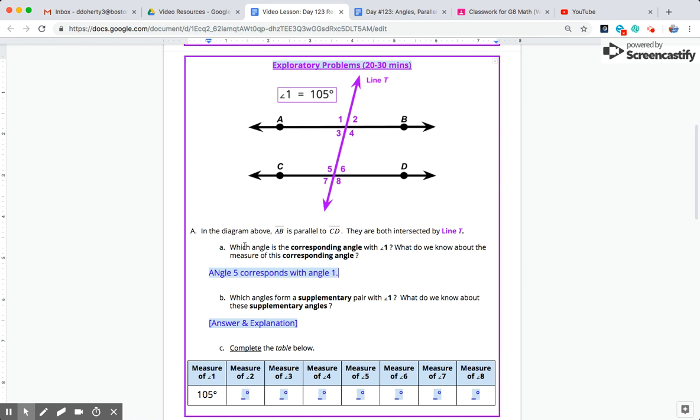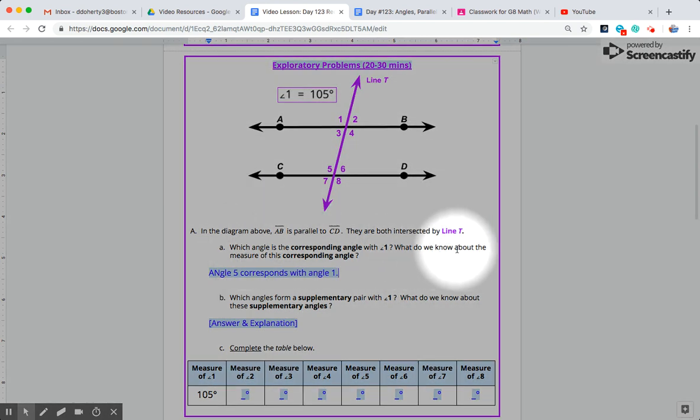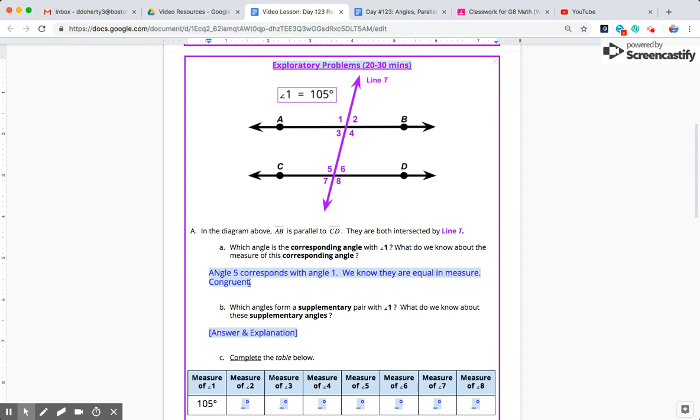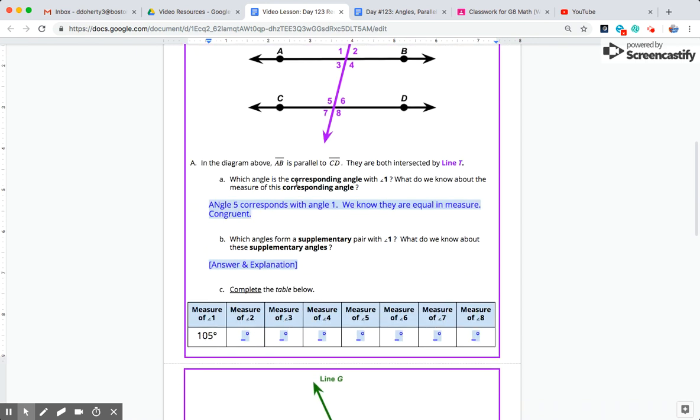What we know, the real key about this, the second half of this question, what do we know about corresponding angles? The big key, we know they are equal in measure. They have the same degree of measure. The math word would be congruent that we're really looking to see here. So that's going to help us if we know that angle 1 is 105 degrees. Understanding that corresponding angle 5 is also 105 degrees is a key part for really working through part C here today.